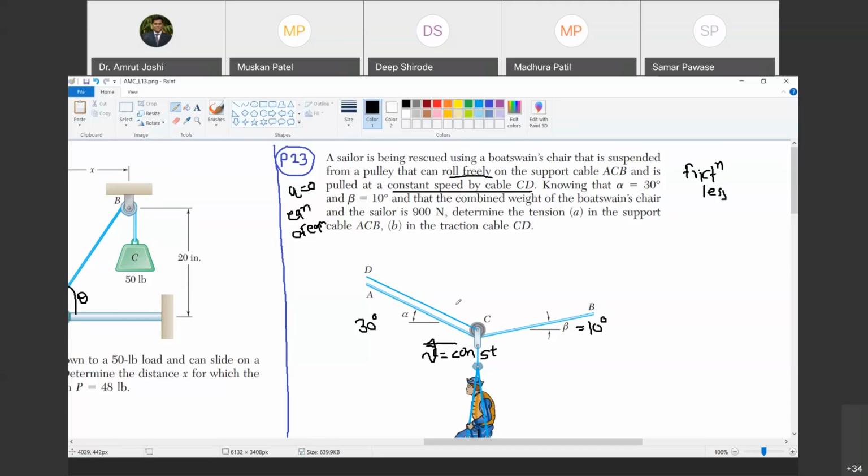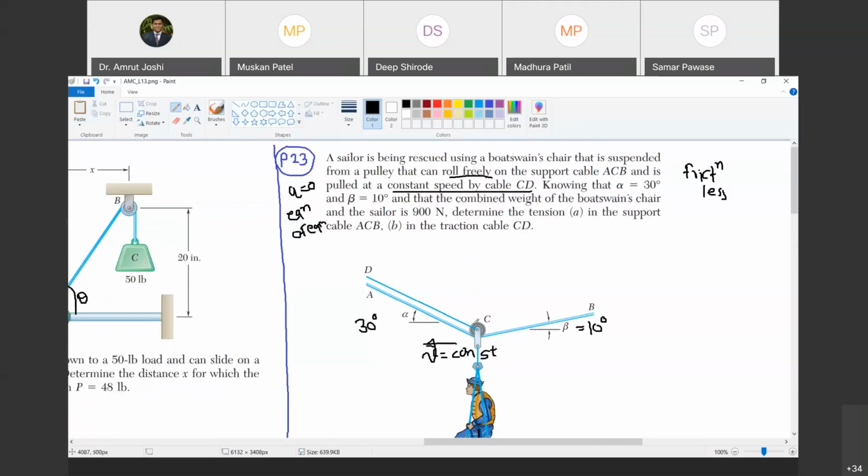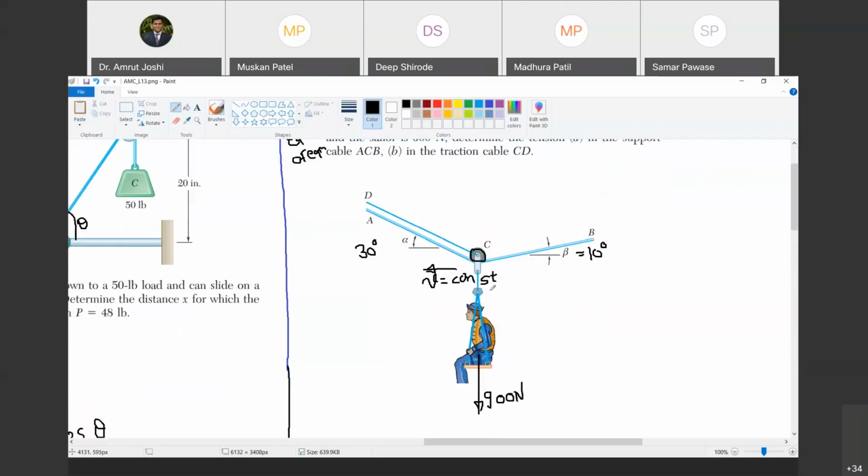So let us draw the free body diagram. Of what will we draw the free body diagram? Now we will draw the free body diagram of this pulley. Pulley. Why? Because we have to find out tension in cable CD and tension in cable ABC. These two are external to this pulley. So if I draw the free body diagram of pulley, all these things will appear and I will be able to find out these tensions. Are you with me? Yes, sir.